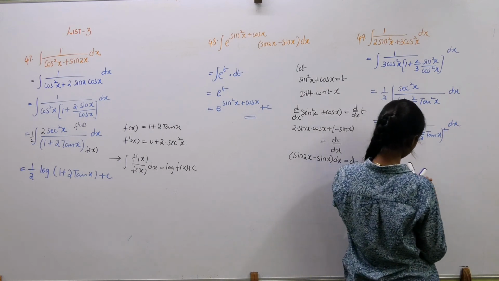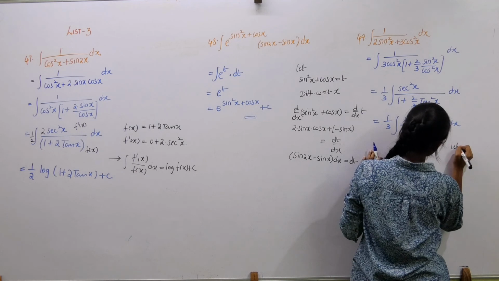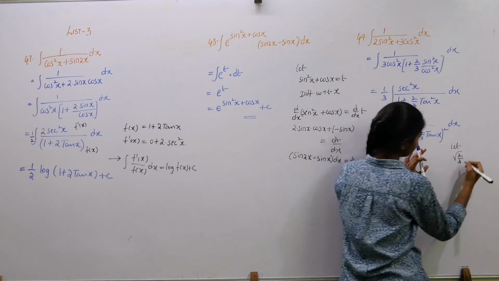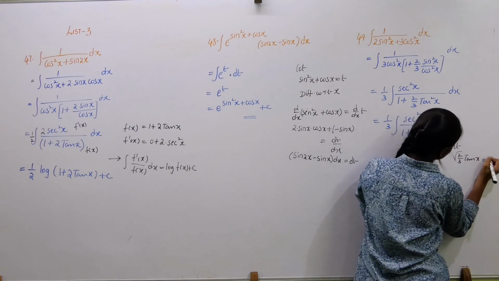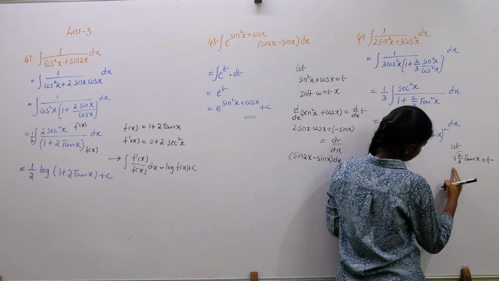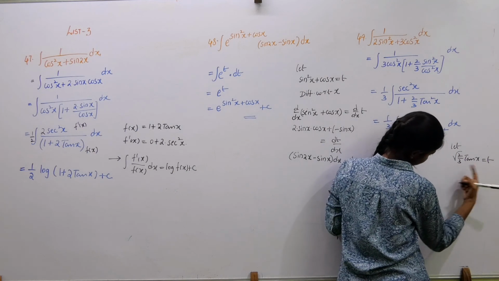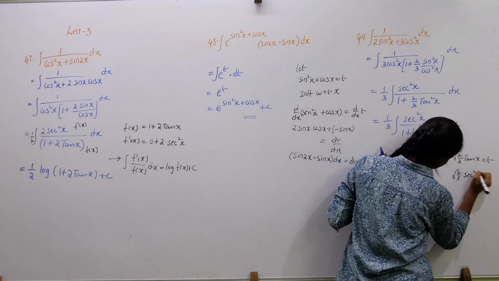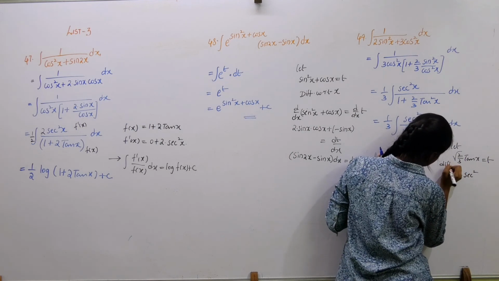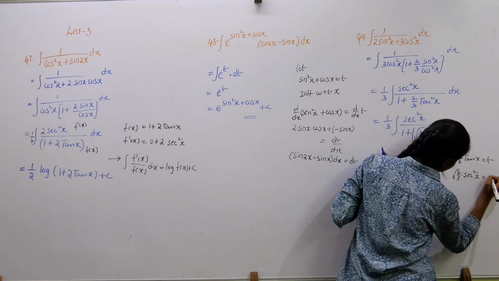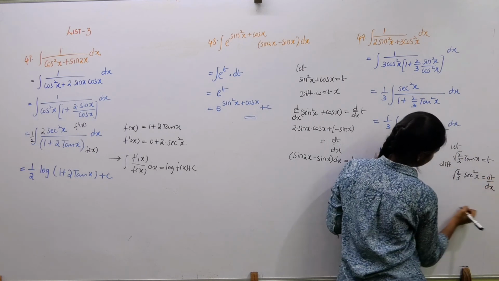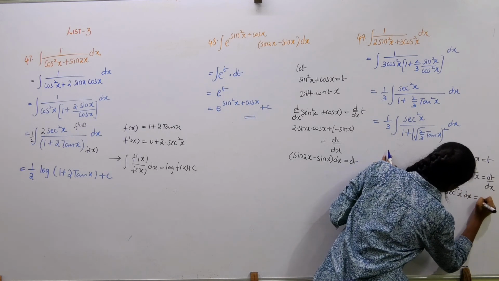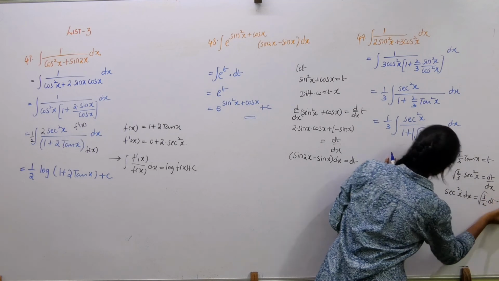Now let us go for assumption. Let this value is equals to t. Root 2 by 3 tan x is equals to t. On differentiating with respect to x on both the sides, root 2 by 3 into differentiating, secant square x is equals to dt by dx. We can write secant square x into dx is equals to root of 3 by 2 dt.